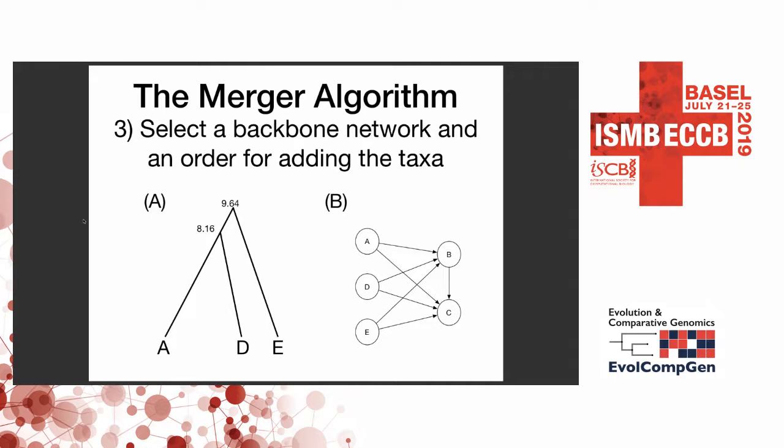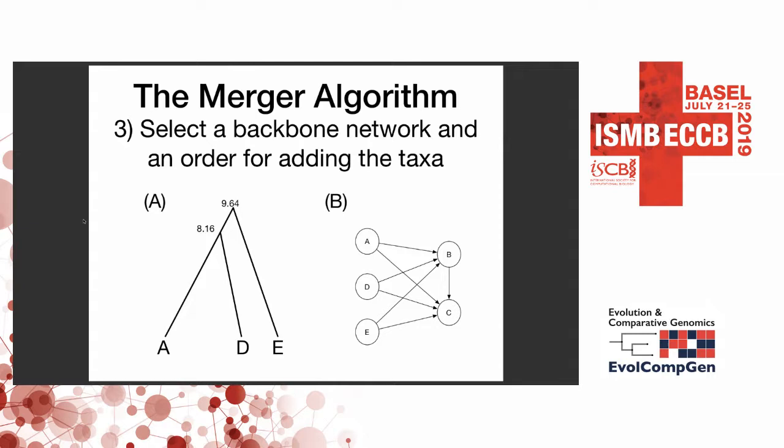Then the third step is that we identify what we call a backbone network. So of all the trinets, we want to choose one that we select as a starting point for building the large network. And once we select that, we have a network now on 3 taxa. That leaves us with n minus 3 taxa that we need to add to that network. So we also compute an order for how to add these. So now we have A, D, E, missing are B and C. We need to know which one to add first. Is it B or C?